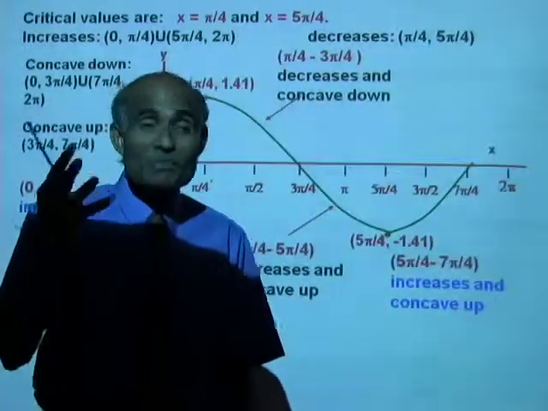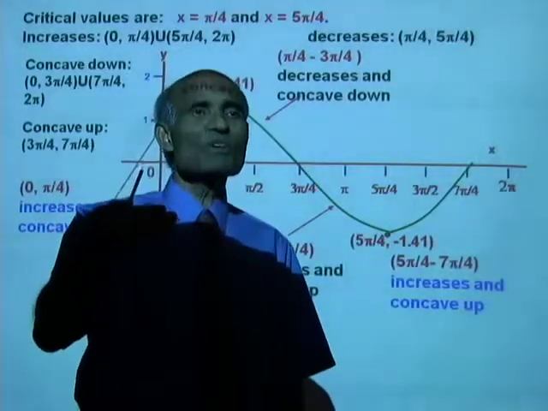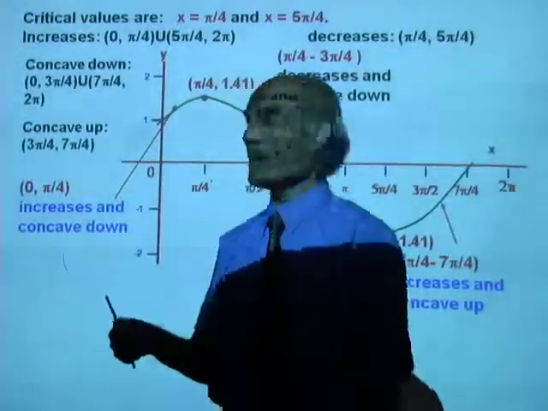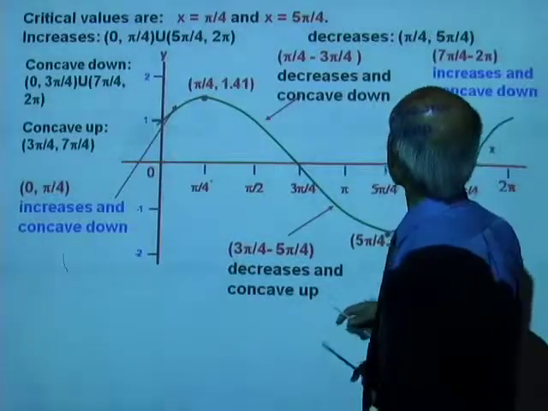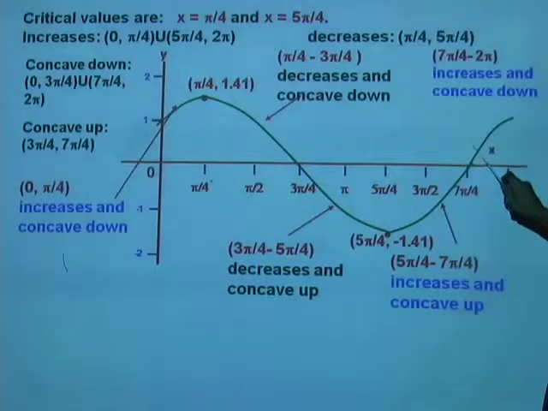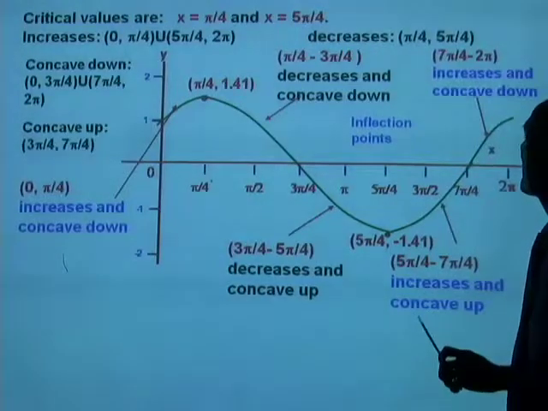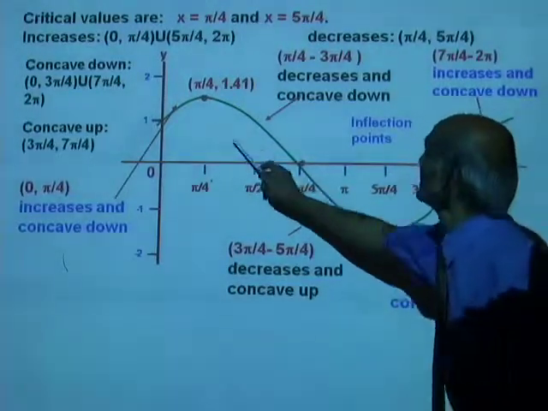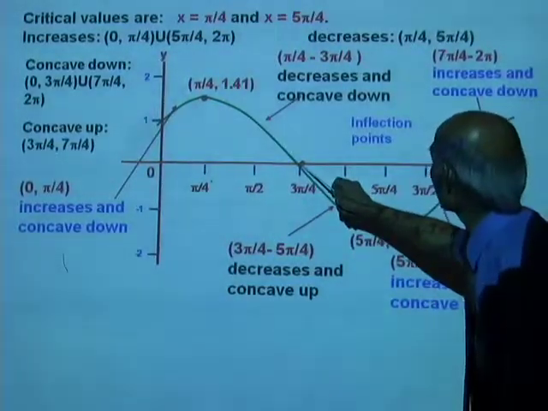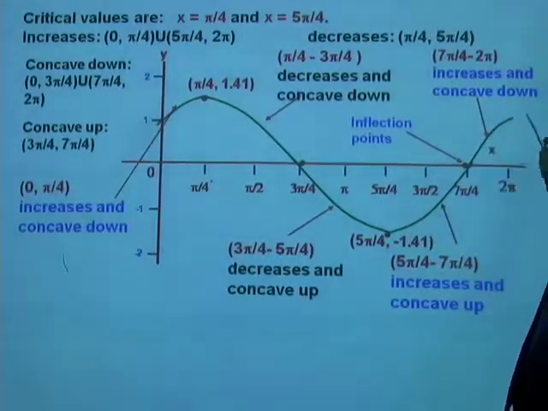Well, I want you to spend some time with this, and I know it is a little tough, but spend time with it and you will master the art of doing this. So, I want you to now go back and do one on your own. And you can see 7 pi by 4 to 2 pi is increasing and concave down. Right. Now, inflection point, the concavity from concave down to concave up. That's an inflection point. And this is another inflection point. Concave up to concave down.